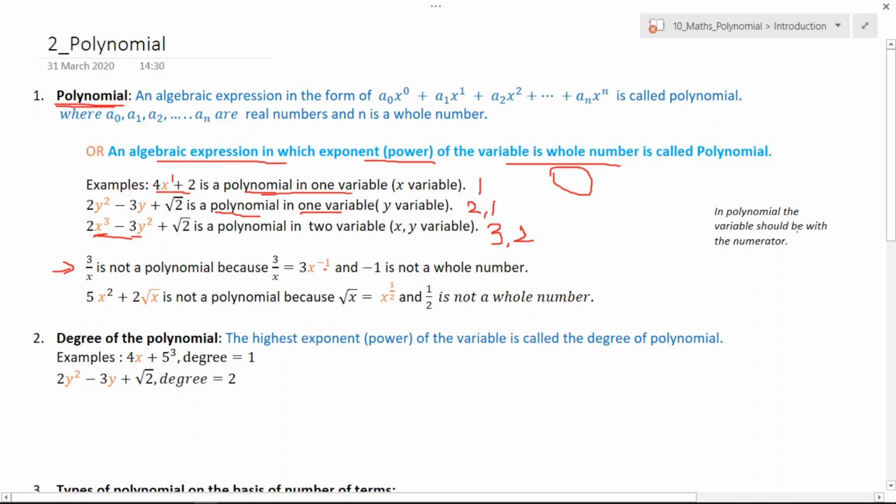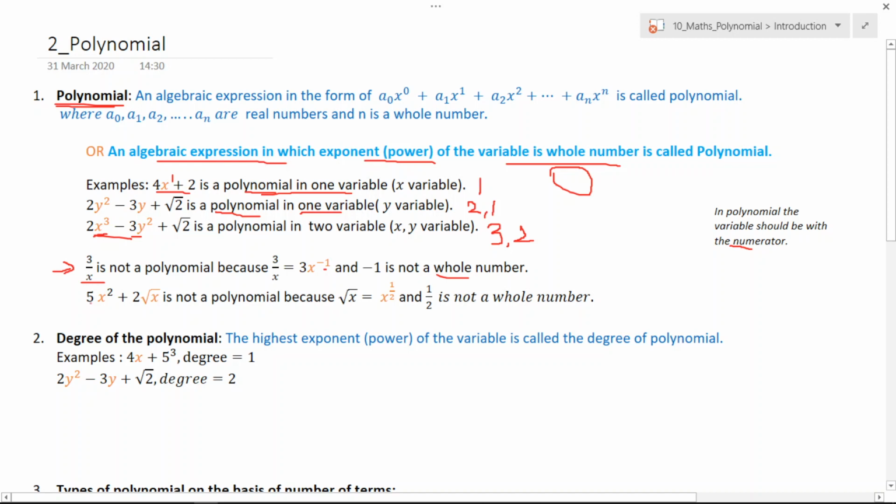Now next example, 3 by x, and remember one thing, in polynomial the variable should be with the numerator, so we have to transfer this variable x to the numerator. So instead of 3 by x, we can write 3x raised to power minus 1, and minus 1 is not a whole number, so we can say 3 by x is not a polynomial.